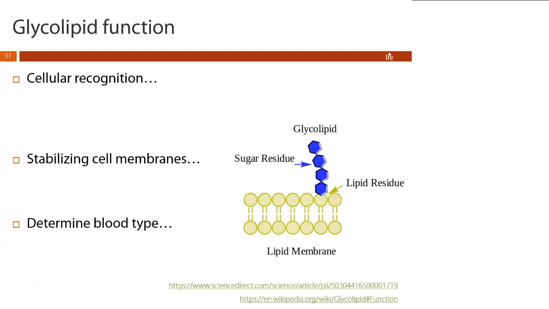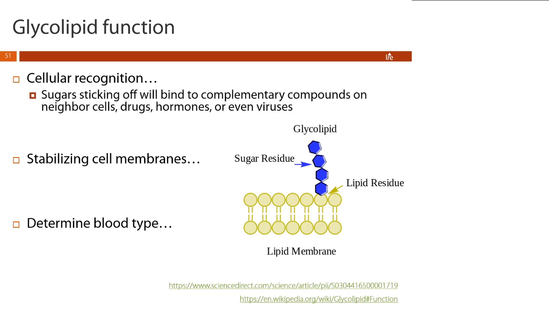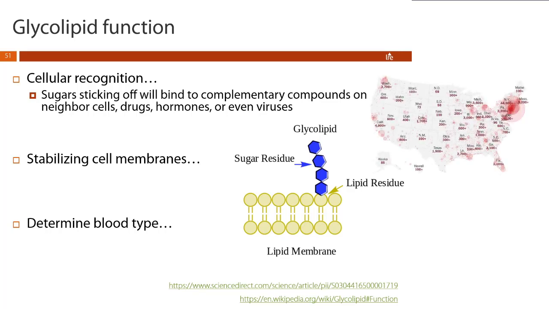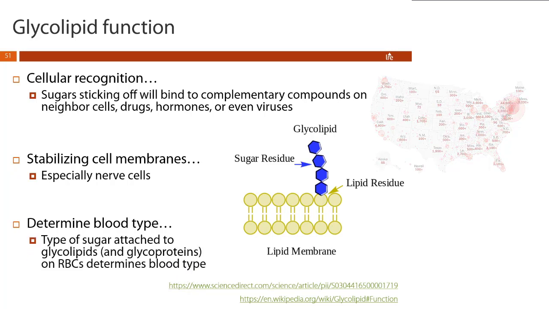So there's three different functions of glycolipids I want you guys to know. The first one I want you to know is cellular recognition. These sugar residues on the glycolipid sticking off the cell act as a binding site. So these can bind to complementary compounds on neighboring cells, drugs, hormones, or even viruses. They're also good at stabilizing cell membranes, especially nerve cells. And they're used in conjunction with glycoproteins on red blood cells to determine our blood types.